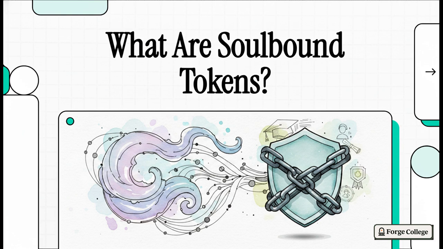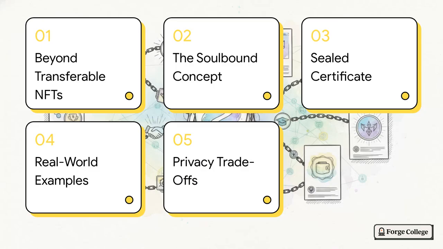Today, we're exploring one of the absolute most fascinating primitives in decentralized architecture. We're talking about Soulbound tokens. So let's dive right into this explainer. Here's a quick look at our blueprint for today. We'll start with moving beyond transferable NFTs, define the Soulbound concept, unpack the sealed certificate blueprint, look at some real-world examples, and finally weigh the privacy trade-offs.